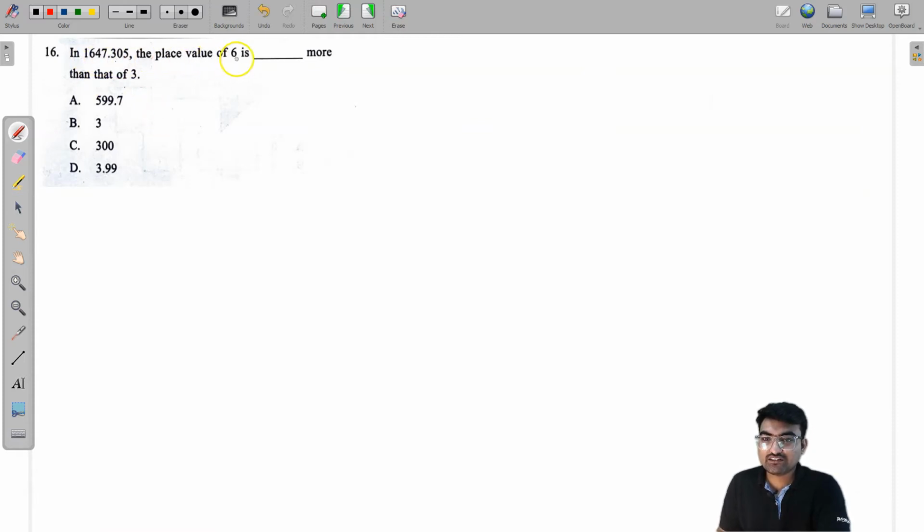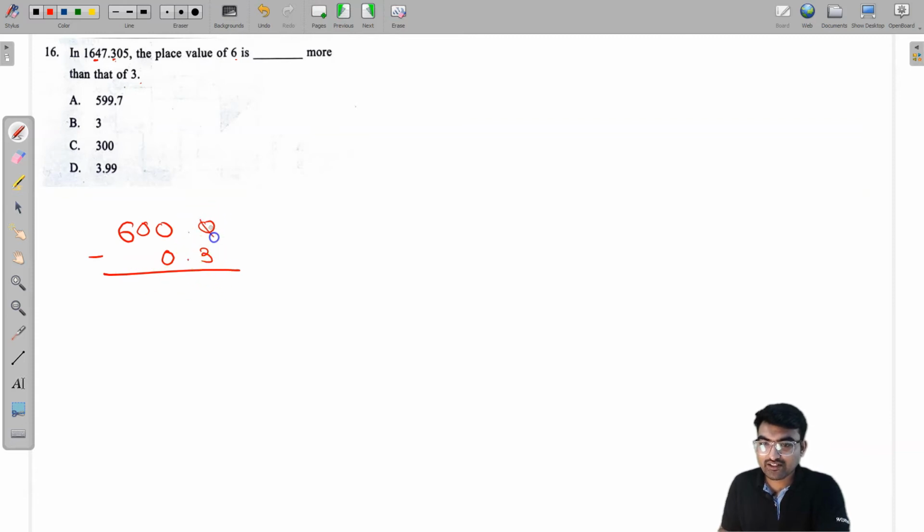In 1647.305, the place value of 6 is more than 3. Okay. What is the place value of 6? It is 600. And what is the place value of 3? It is 0.3. Correct? So we just have to subtract these.